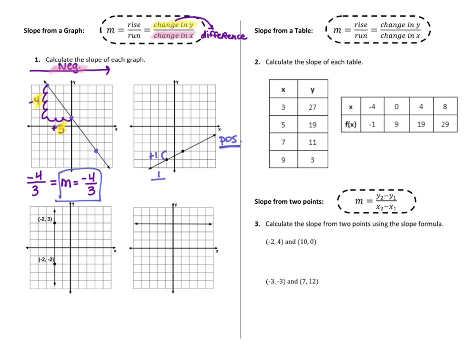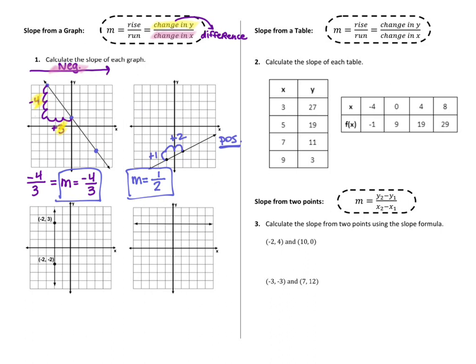Okay, so we've gone up 1, and now we're going to go to the right 1, 2. That's another +2, so our run is +2. That, again, cannot be simplified, so our slope, m equals 1/2. Okay, just counting the rise and then the run. It's always rise over run.